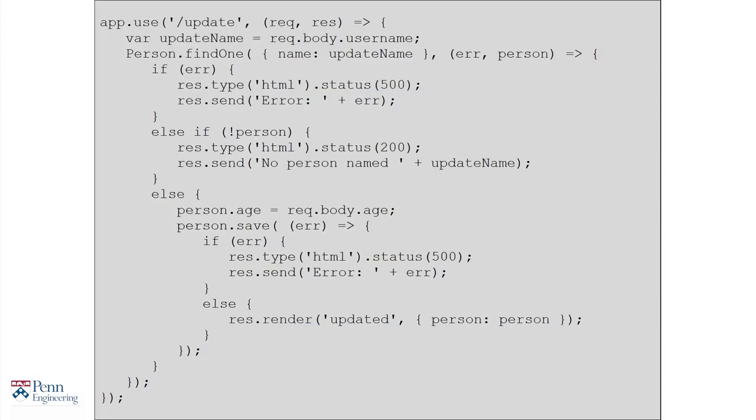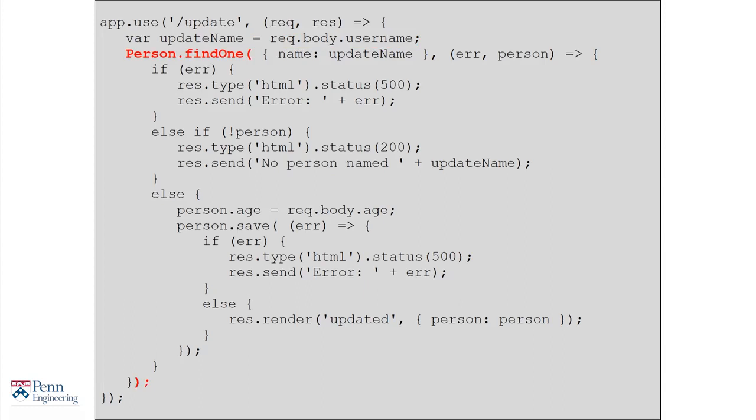To wrap up this example, let's see how we implement the update page. As always, we'll define a callback function or a middleware in our Express app. In this case, we need to get the name out of the body of the request. Remember that we're using the body parser middleware that'll create this request.body object. And in our form, we called that hidden input username so we can get it and set update name accordingly.